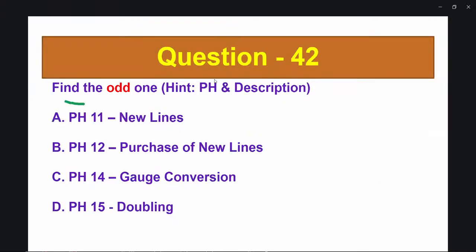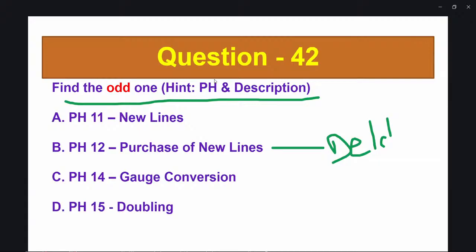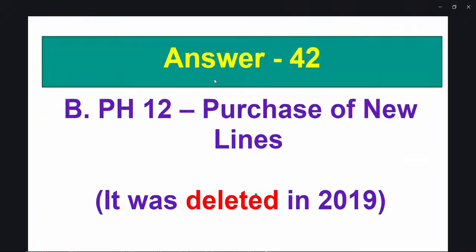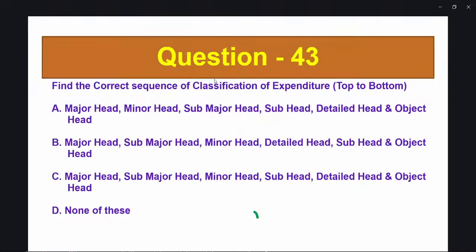Find the odd one. Odd one means the incorrect one, or one not suited in this group. Yes, this is it, because this is a deleted plan head. Previously we had purchase of new lines, 12. Now it is not required. At the same time plan head 13, restoration of the dismantled line, is also deleted. Only 11, 14, 15 exist. 12 and 13 are not there. Okay. It was deleted in 2019. Yes, this is very, very important.